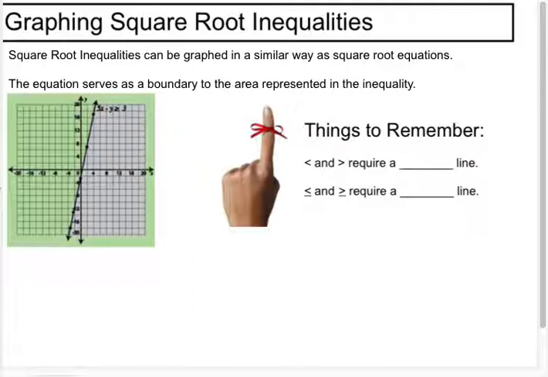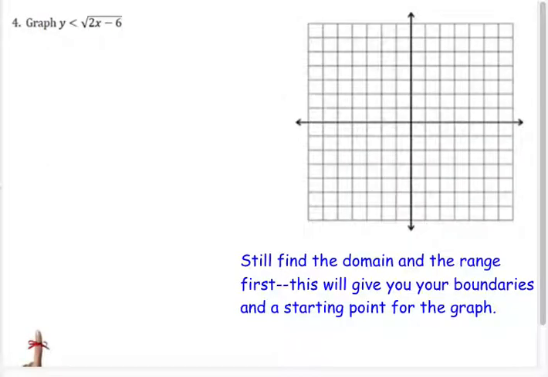Okay, so some things that we should remember. If we have a less than or greater than sign, it requires a dotted or dashed line. Okay. If it has this equal to on it, less than or equal to or greater than or equal to, then it is going to require a solid line. Okay. So one very important thing to remember. And then remember, after we're done, we shade. Okay. So let's go ahead and do an example. So 4 says graph y is less than the square root of 2x minus 6.